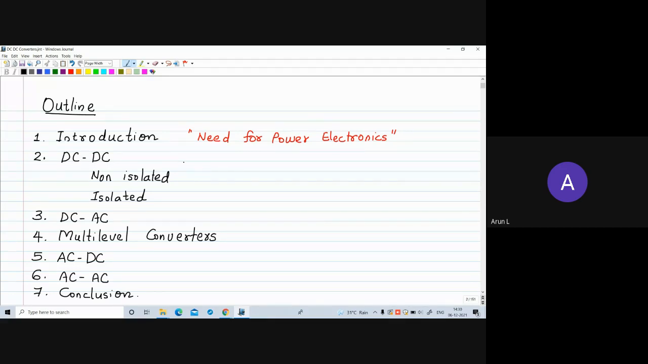And from a DC to DC converter, we will see how to derive a DC to AC converter. Then some advanced topologies of DC to AC conversion, including multi-level converters, we will discuss. Then after that, we will deduce AC to DC converters and AC to AC converters. And we will conclude the session.